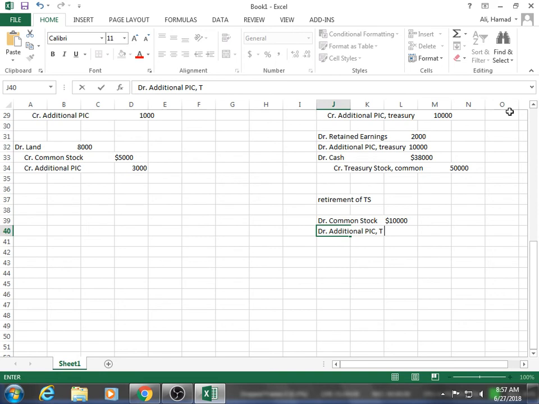Okay. Now the question is, how much did they originally pay for it? Remember they purchased it for 100,000. So we're going to credit treasury stock for 100,000.